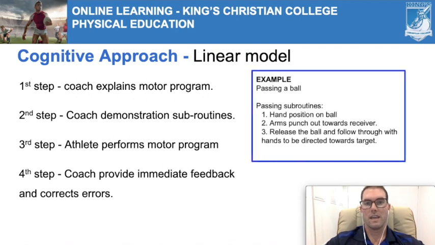So if we then look at our touch football games, if I look at, say, passing a ball, the subroutines for passing the ball is the motor program. And the subroutines, the first one would be the hand position on the ball, the arms punching out towards the receiver, releasing the ball and following through with the hands to be directed towards the target. So in that example of the motor program of passing a ball, you can see that I've limited or reduced the amount of subroutines to only 3.